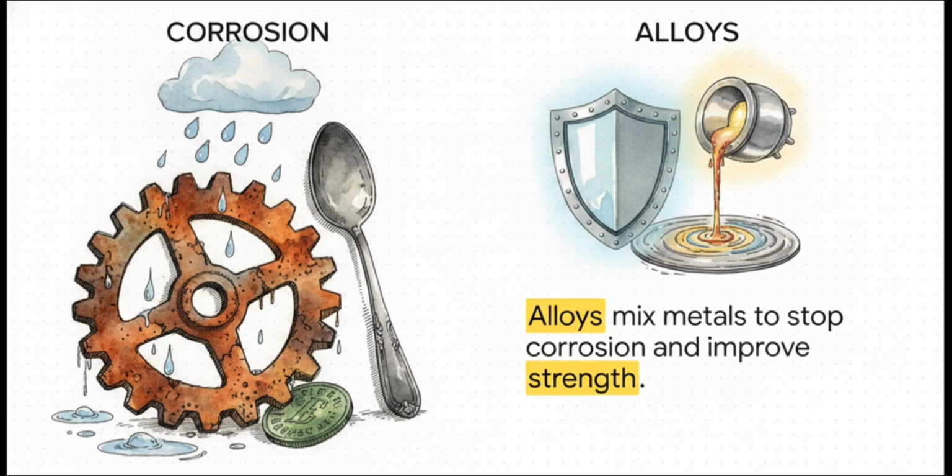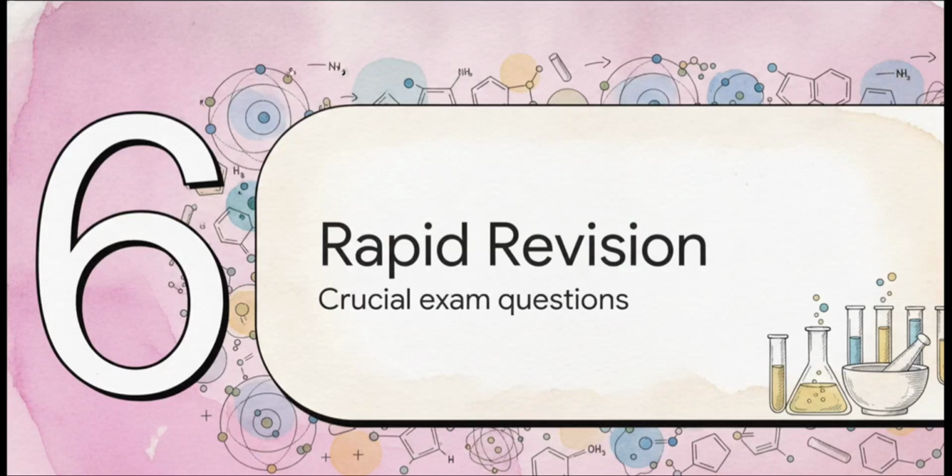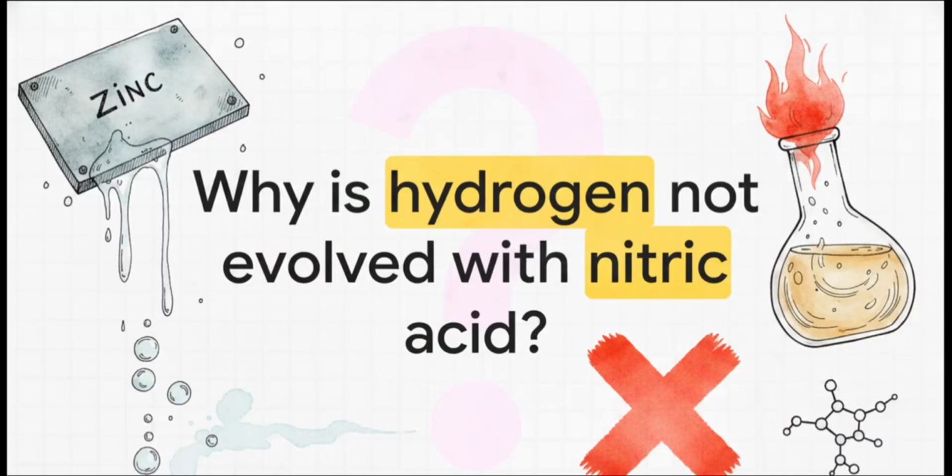An alloy is a homogeneous mixture of two or more metals, or a metal and a nonmetal. By melting them together, we completely upgrade their properties. We take pure iron, mix it with a little carbon, chromium and nickel, and suddenly we have stainless steel. It's hard, it's strong, and it completely resists rusting. And finally, Section 6, board exam rapid revision. Let's finish strong. We are in the final sprint of this explainer.